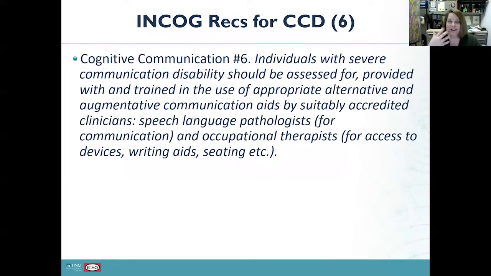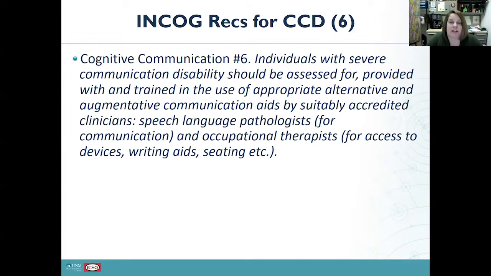Sorry, the allergies are kind of messing up my voice. So the next recommendation is an AAC recommendation. I'm not really going to spend a whole lot of time here. That deserves its own separate talk. If they're very severe and their communication is so severely impaired that they require augmentative and alternative communication, then they absolutely need to get the appropriate help with SLP and or OTs for that.